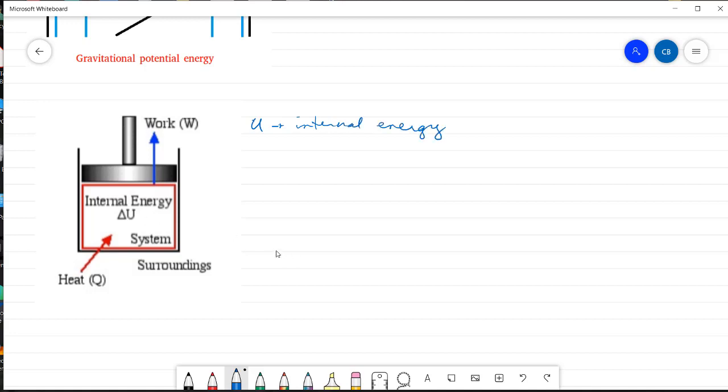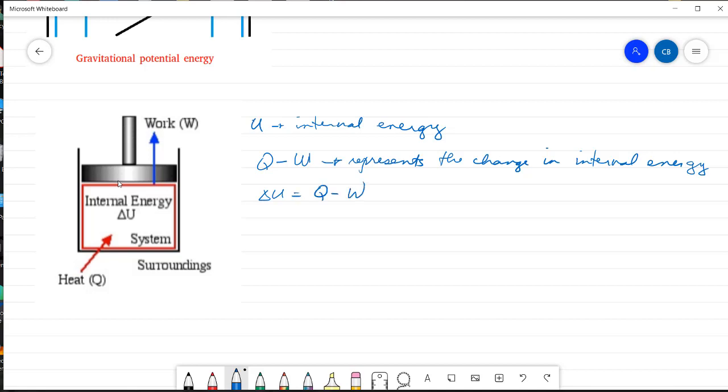Since Q is the heat transferred as a result of temperature change, and W is the work done on or by the system, then Q minus W can represent the change in internal energy. Mathematically, delta U is just equal to Q minus W. This follows the conservation of energy principle, and this equation is our first law of thermodynamics.